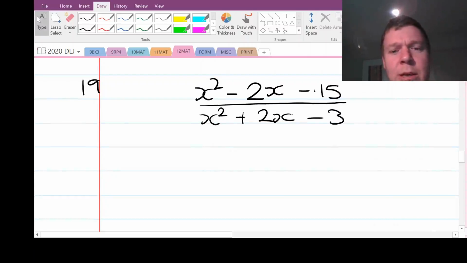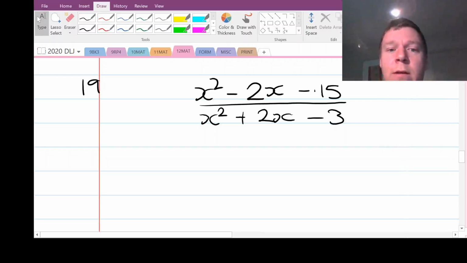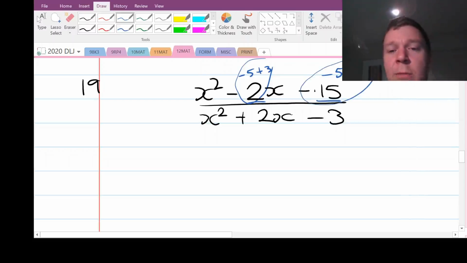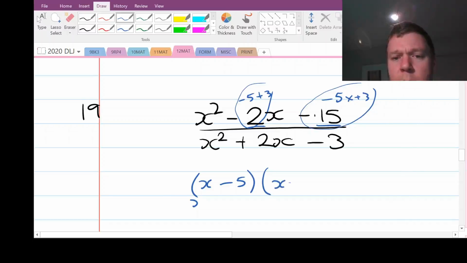Okay, question 19, racing through them. So in this question we have just two regular quadratics that you would solve with factors of the last term add to the middle term. So factors of -15 that add to -2, so we've got -5 times +3, and then -5 and +3 add to -2. They multiply to -15. So those are just basically our factors inside our brackets. -5 and +3.